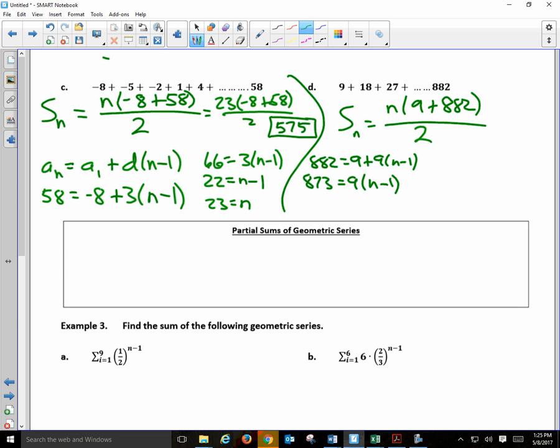$873 divided by 9. What'd you get? So n is 98. So the sum of the first 98 terms is 98 times 9 plus 882 divided by 2. And what'd you get? 43,000? Sweet.